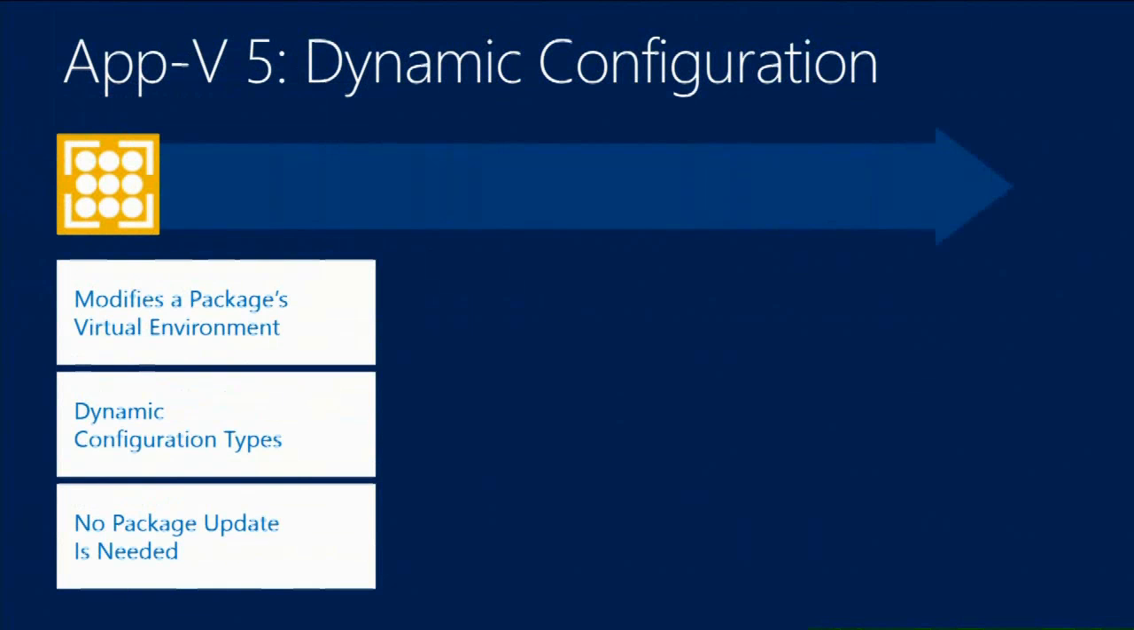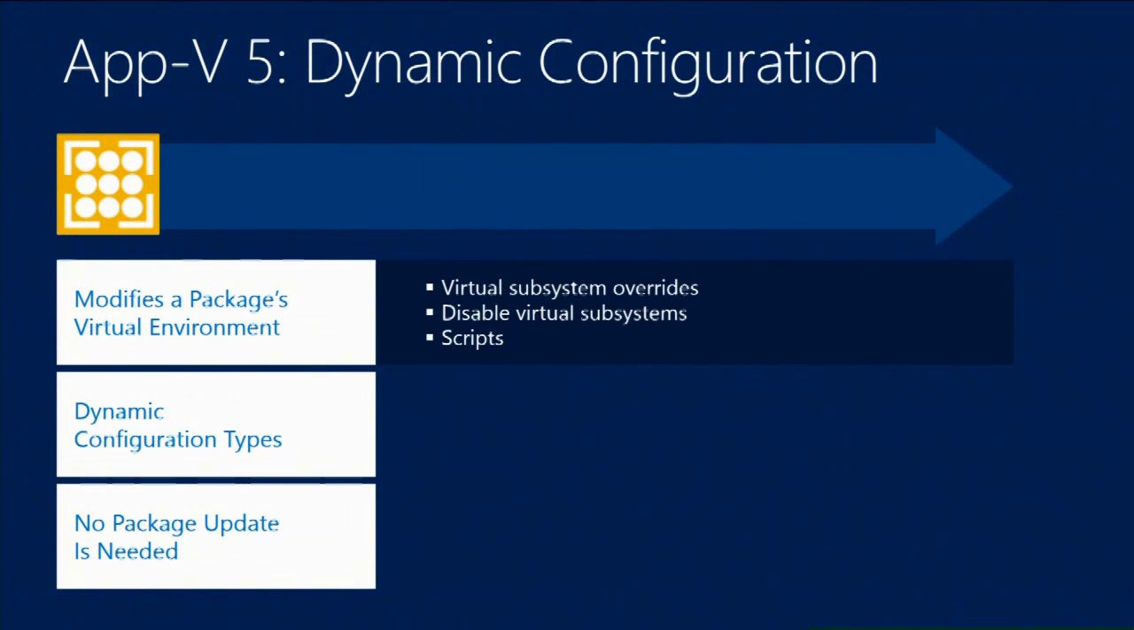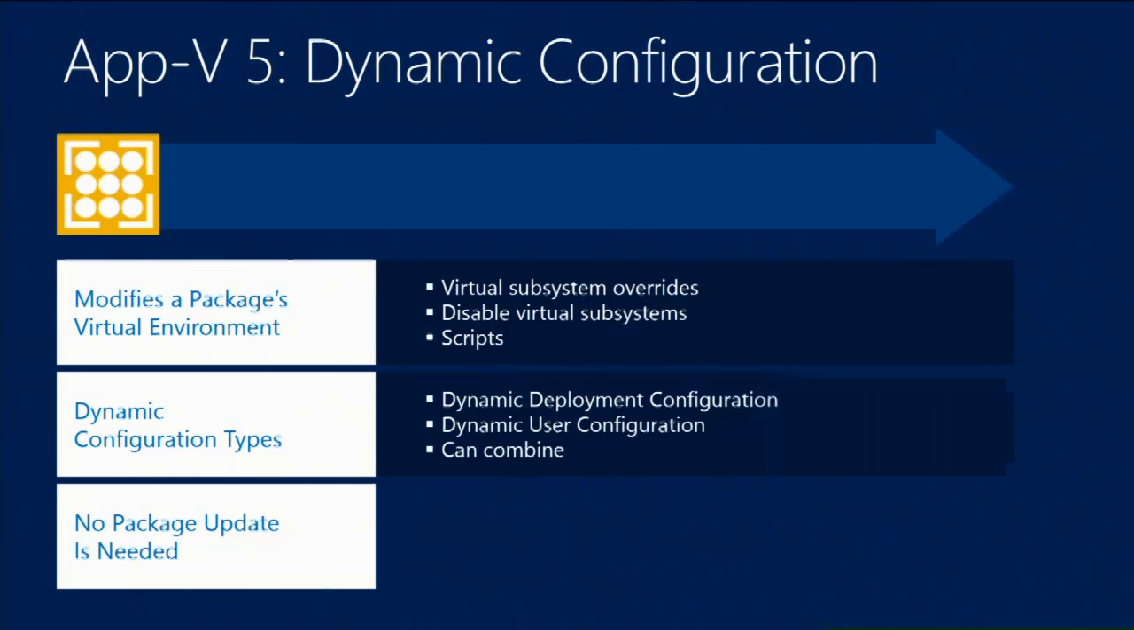So let's talk about dynamic configuration. It modifies the package's virtual environment on the client. If you want to have more registry values show up, or you want to override a registry value that's in a package, you can use dynamic configuration. You can also disable entire subsystems if you want. And by subsystems, I mean shortcuts, file type associations, that type of thing.